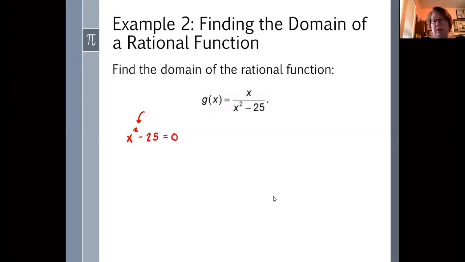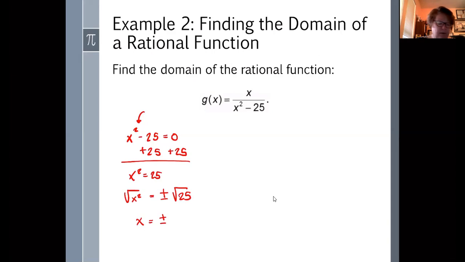Or you could use the square root property, just what I'm going to use. Or you could use the quadratic formula. We know that the quadratic formula will solve any quadratic equation. So I'm just going to add 25 to both sides. And I get x squared equals 25. Then I'm going to take the square root of both sides, and when I do that, I have to put that plus or minus on the right-hand side of the equation. So the square root of x squared is x, plus or minus the square root of 25. The square root of 25 is 5.